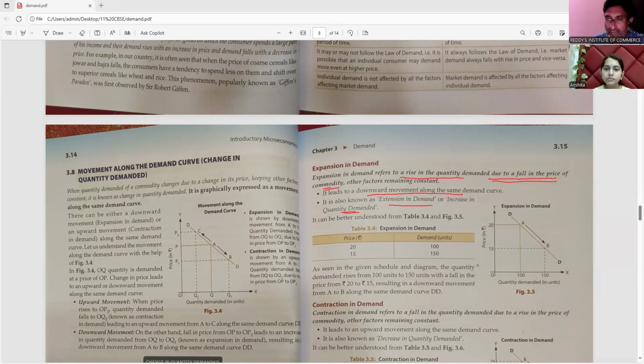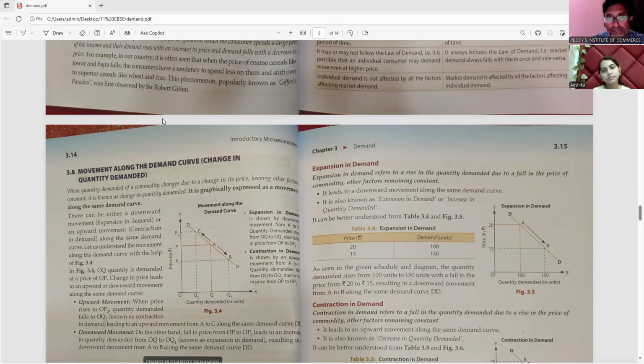So again, we can understand with the help of a diagram. In this situation, when the price of the commodity was 20, you bought 100 units. When the price fell from 20 to 15, you bought 150 units. Got it?